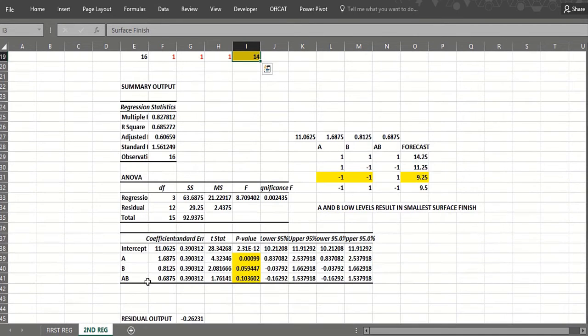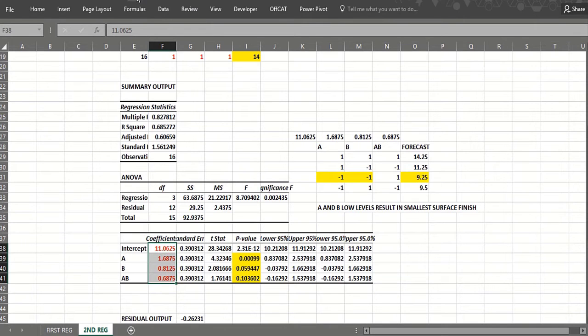So we threw out variables that really didn't matter. Here we've got really good significance. We've got a 0.1 for the interaction, don't leave it out, 0.05 for factor B, and a 0.01 in 10,000 for factor A. So this would be the equation we would use to predict the surface finish.